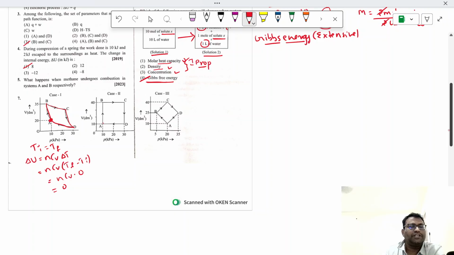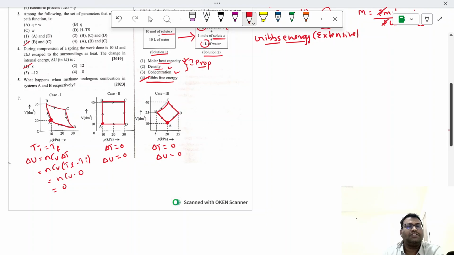Here is also a cyclic process, A to B, B to C, C to D, D to A. Initial state is equal to final state. Here also delta T is equal to 0. Then here also delta U will be equal to 0. Here A to B, B to C, C to D, D to A again. Initial state is equal to final state. So initial temperature will be equal to final temperature. Delta T is equal to 0. So delta U is equal to 0.